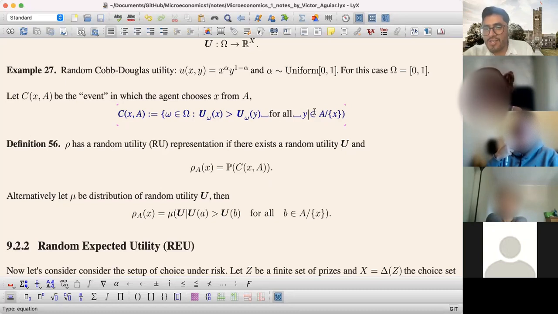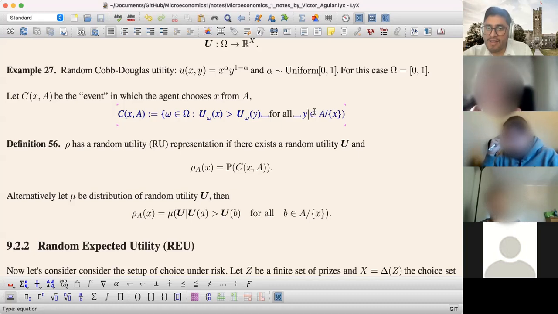So this is it, right? Essentially you're measuring all the events, omega, states of the world, moods, variation in taste, where X happens to be the top, right? And that's now what you're predicting.